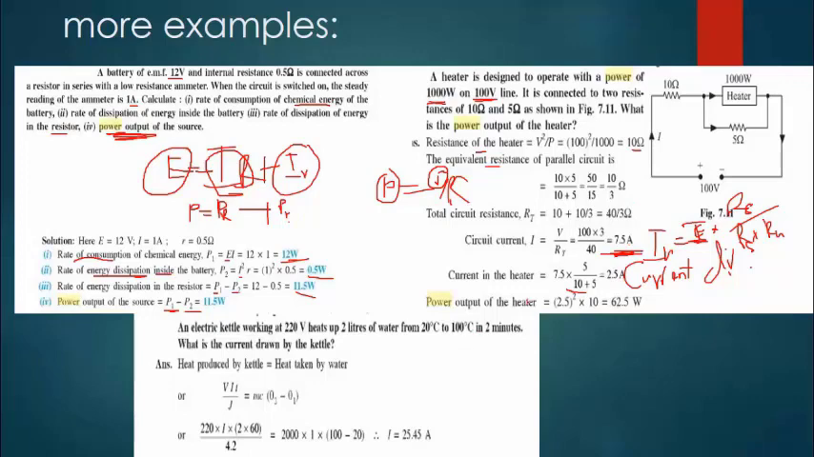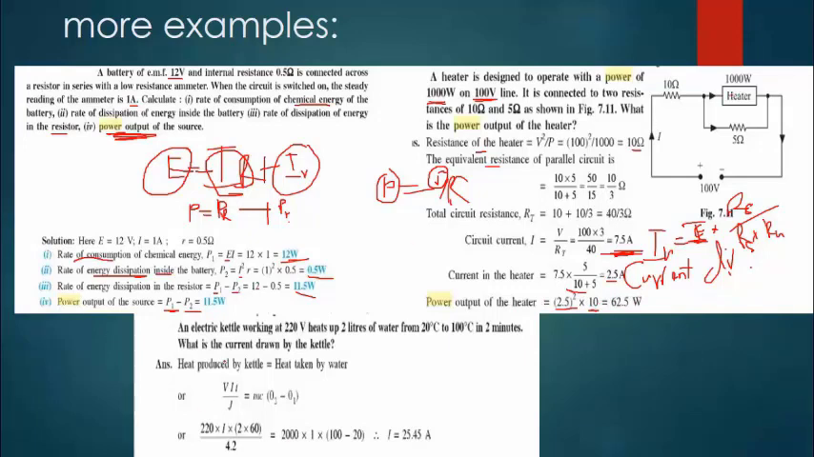So the power output of the heater comes to be 2.5 squared times 10. So you find this as the amount that will be lost in the heater. The amount that will be lost in the heater, I told you, everywhere we use resistors we use the formula I squared R. So I use the current passing through the heater, which is 2.5 squared times the resistance of the heater, which is 10 ohms. We get the power lost in the heater as 62.5 watts.